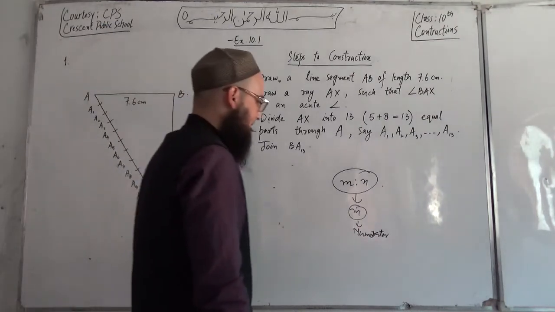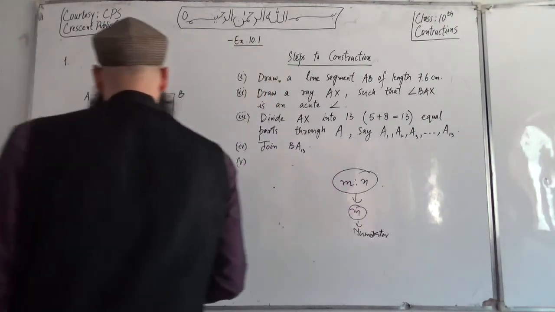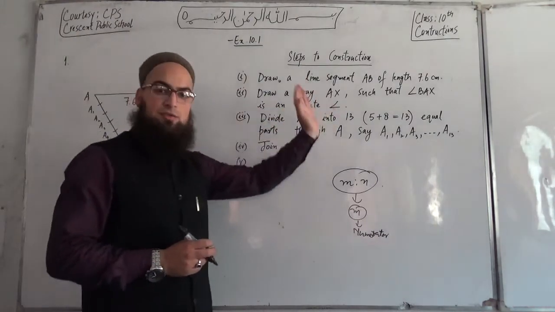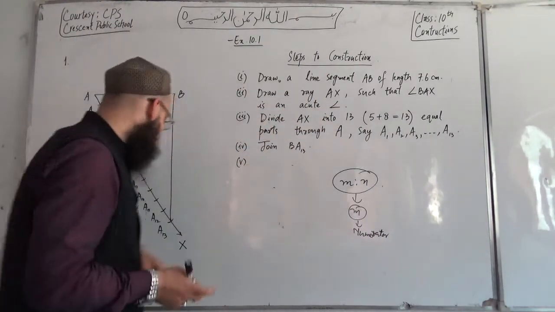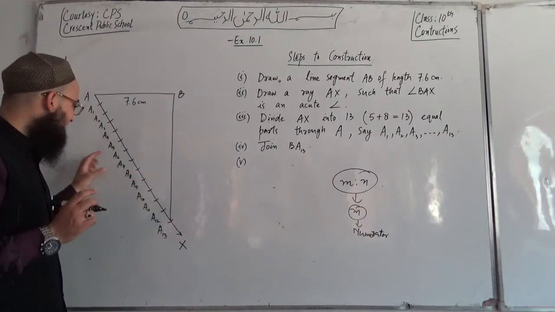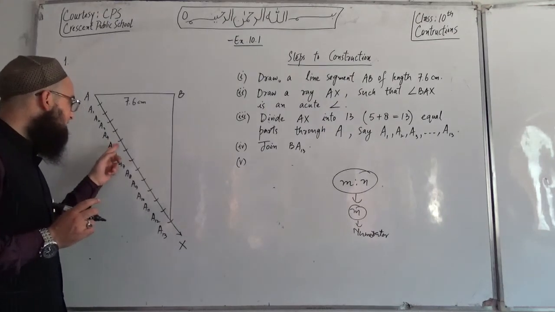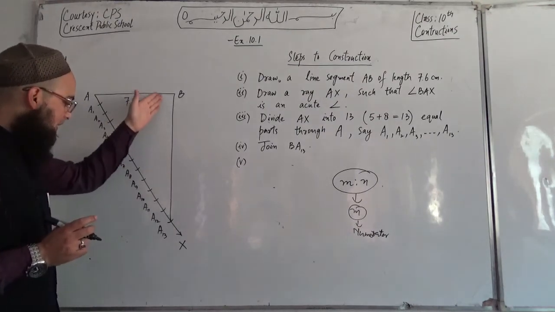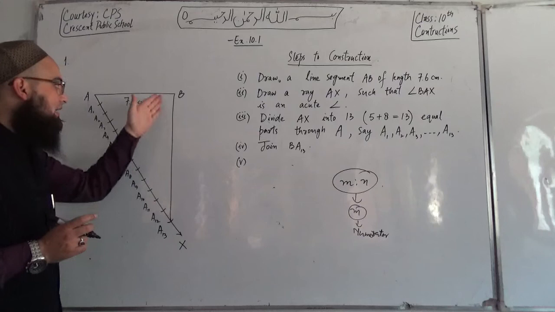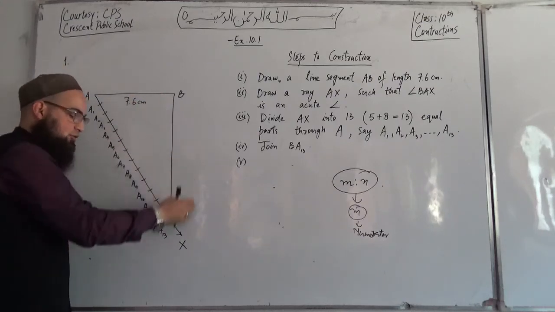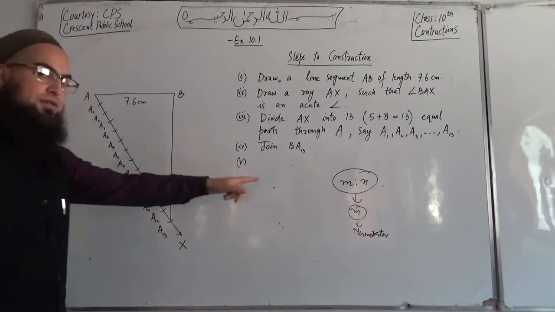Now here, our required ratio is 5:8, so we take 5. So by 5 we mean that from A5 we will draw a line which will be parallel to BA13. So from A5 draw a line parallel to BA13. Why A5? Because of the numerator.